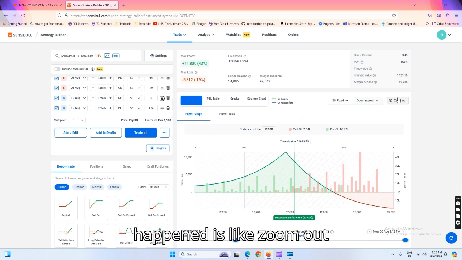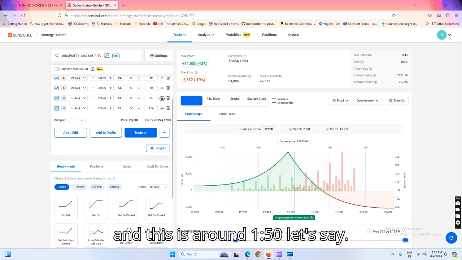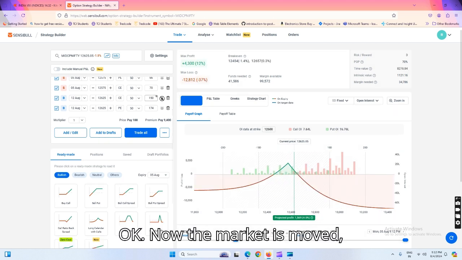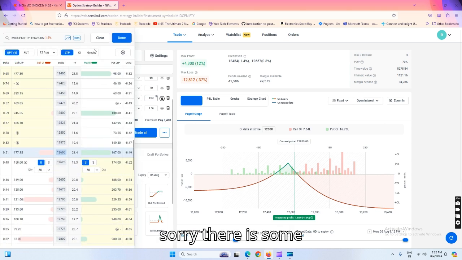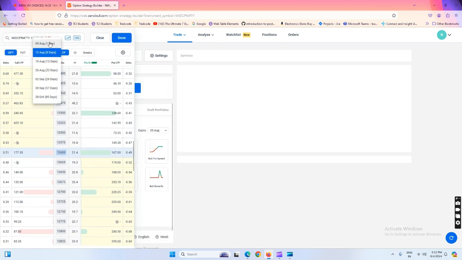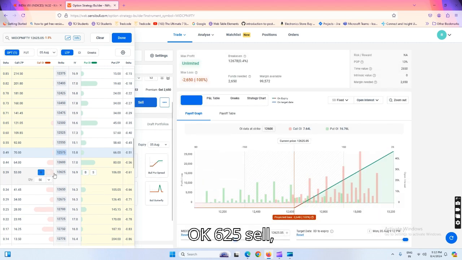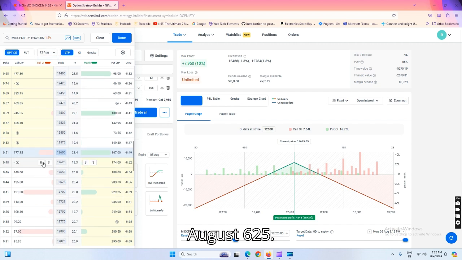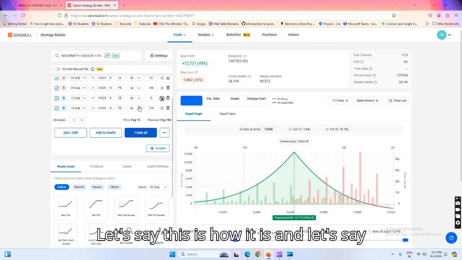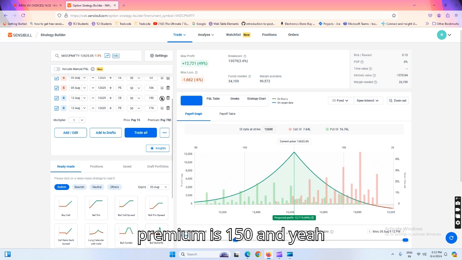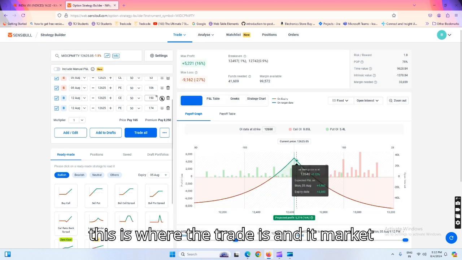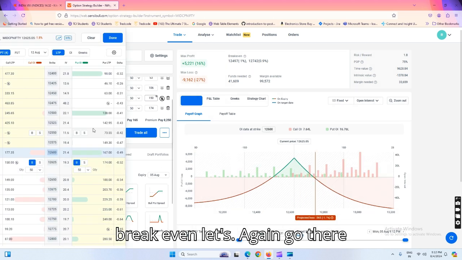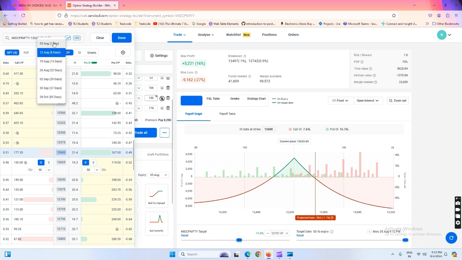Now what happened is, zoom out, and this is around 150, let's say. Okay, now the market has moved. Okay, 625 sell, sell, and August 625. Let's say this is how it is, and let's say the premium is 150. This is where the trade is, and the market has moved 1% away from your break even. Let's go there again and do the same.